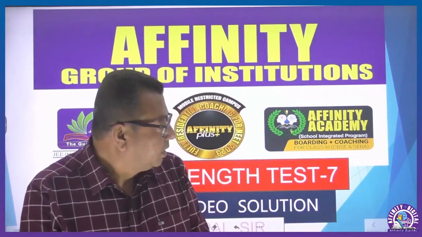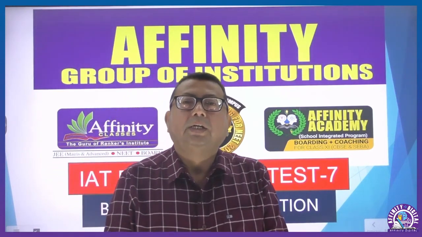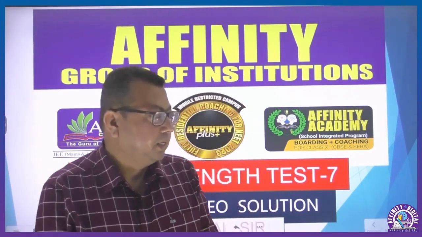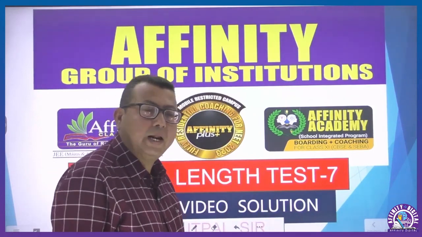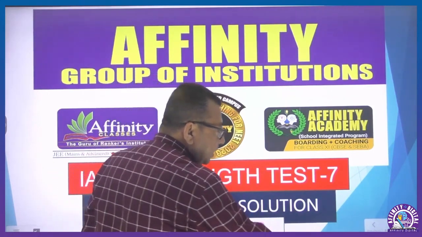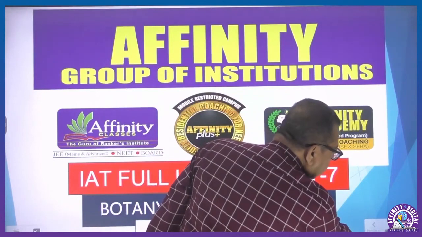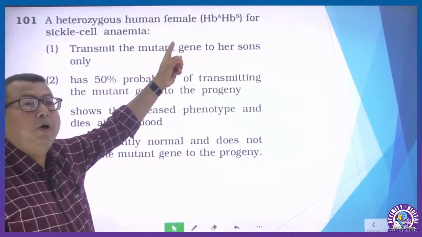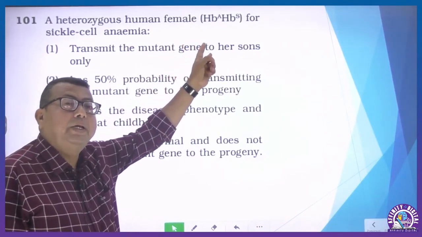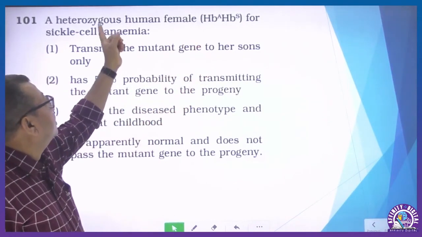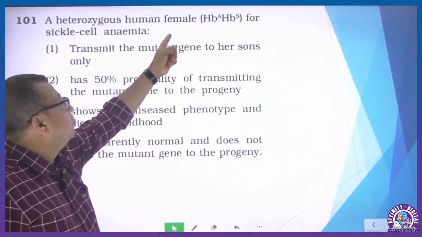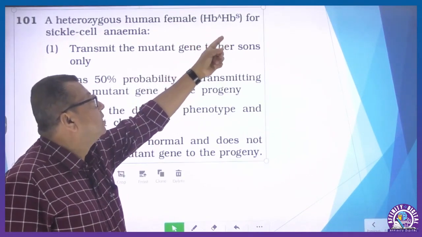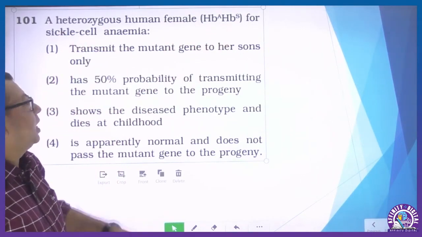Myself Utpal Pathak will be discussing the botany section of TEST-7 of our full length test. So let's start our discussion with question number 1. This is a question on principles of inheritance and variation. So a heterozygous human female genotype given here, HbA HbS, for sickle cell anemia.